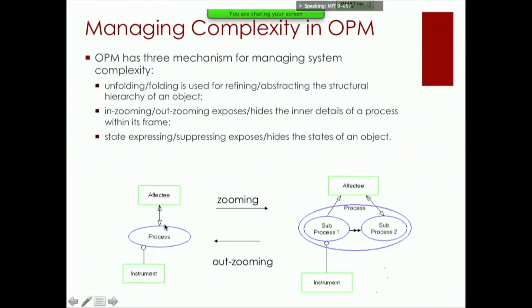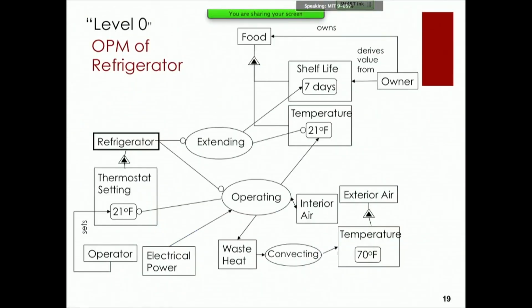And I want to know what are the sub-processes in that process. So you can zoom into this process and it will expose the sub-processes that are happening inside. That's known as in-zooming, and then going back the other way is called out-zooming. And then the third one I've already mentioned, which is that states can be expressed or suppressed or hidden depending on your interest in what states of the system you want to look at.